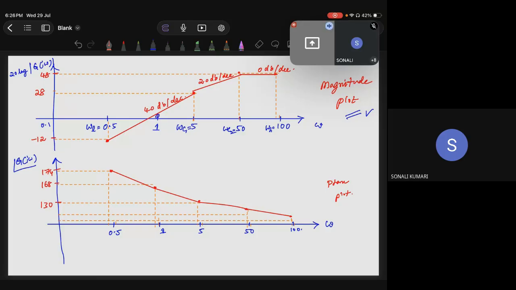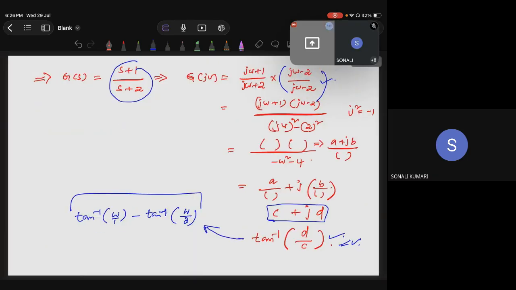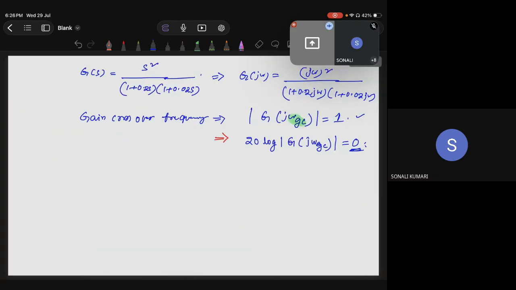When the magnitude is becoming 0 at this point, correct? So this will be your omega gc. This is becoming 0 at this point, going from positive to negative, not the slope. Magnitude I am asking. The y-axis value is 0 at omega gc equal to 1. So from the figure, omega gc is equal to 1 radian per second.